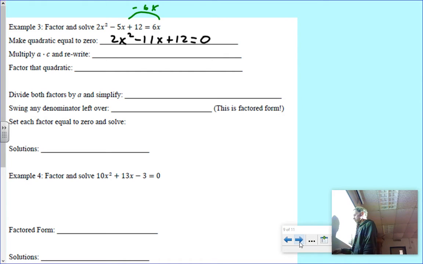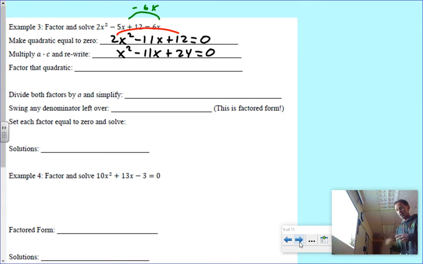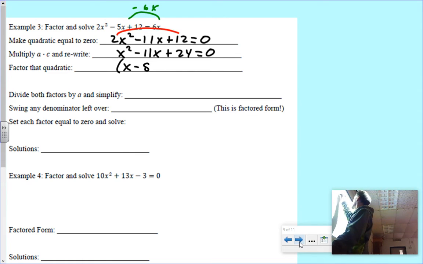So what's the first step? We've got to multiply the a times the c. So a times c, 2 times 12 is 24. So it's going to be x squared minus 11x plus 24 equals 0. And now we should be able to factor that almost in our sleep. What multiplies to 24 and adds to negative 11? That'll be negative 8 and negative 3. Obviously, the order doesn't matter.